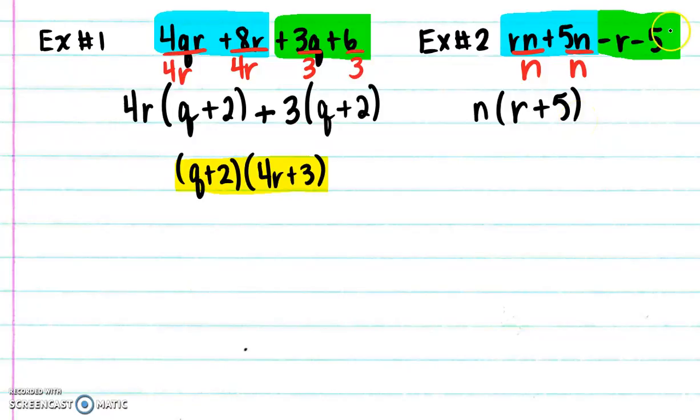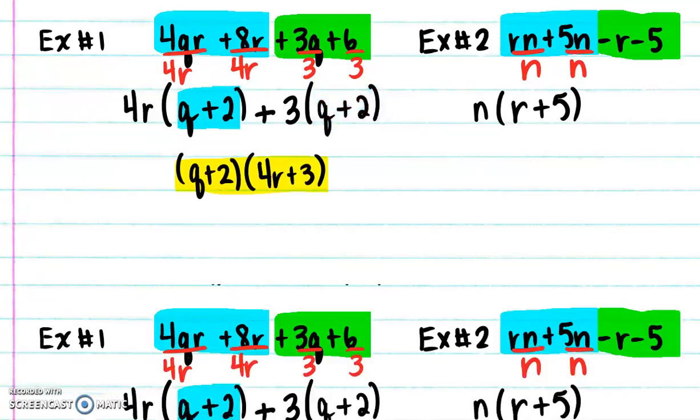Now if you look at this other pair here, before we go on to it, notice back on example number 1, this q plus 2 and q plus 2. I said that's the length of both of the sections. The lengths have to be the same for both of the sections.